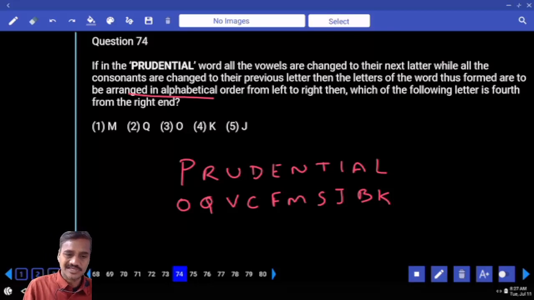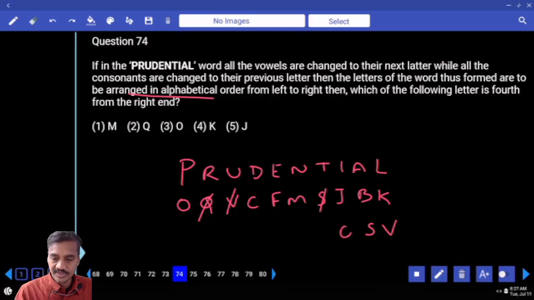Which of the following letters is fourth from the right hand side? Tell me, which is the first from the right hand side? V. And what is the previous letter to V? That is Q, isn't it? Now S, and previous to S is what? Q. And previous to Q, what is the element we have? K. And K or M? M is on, M is given, put together with O. Hence O must be your answer, that is choice 3.